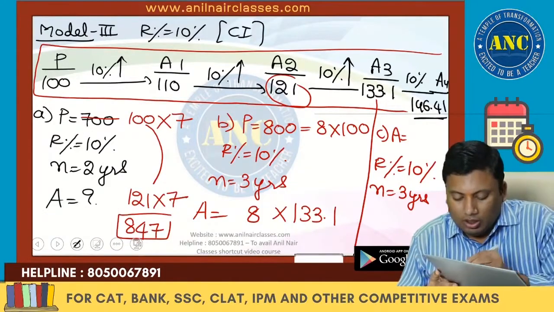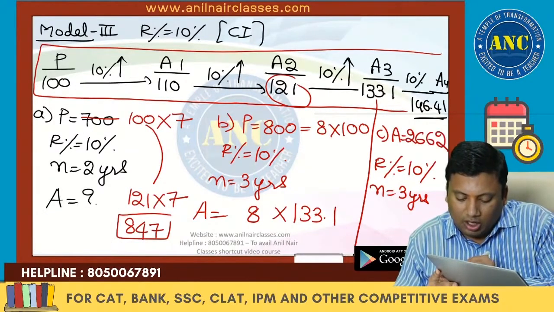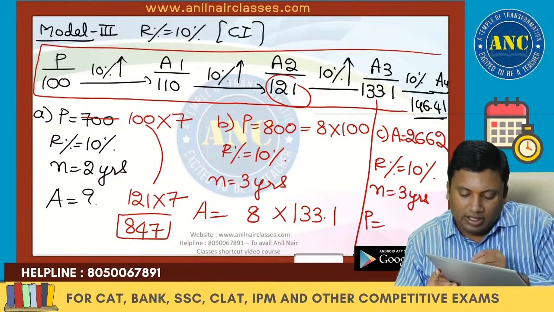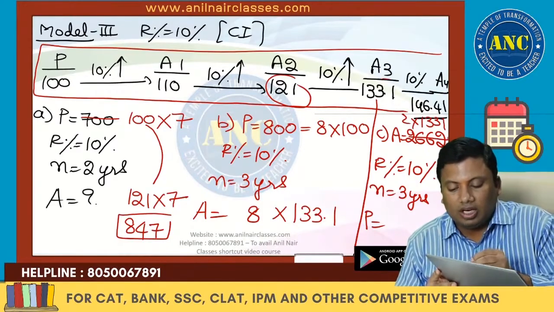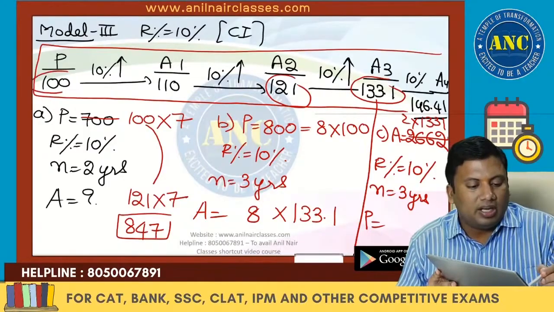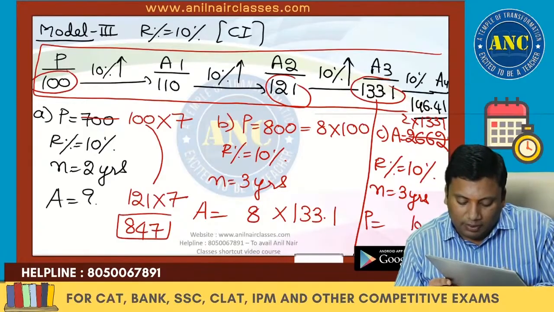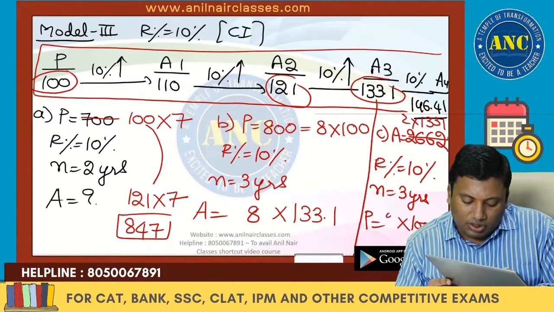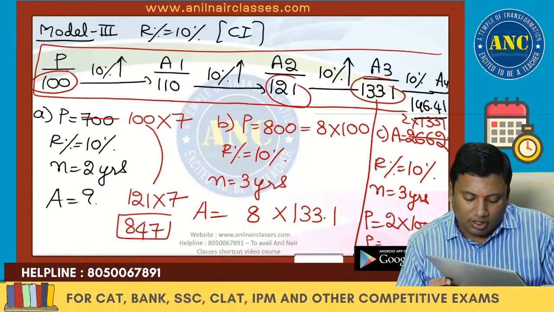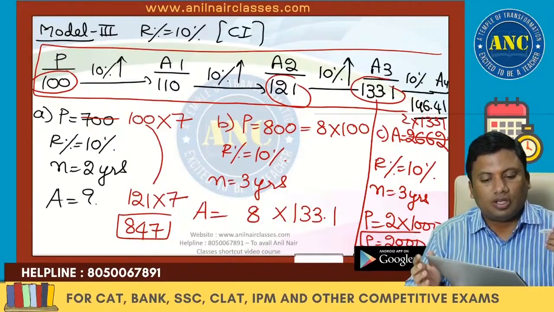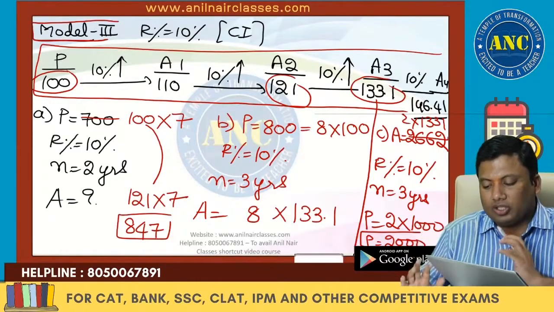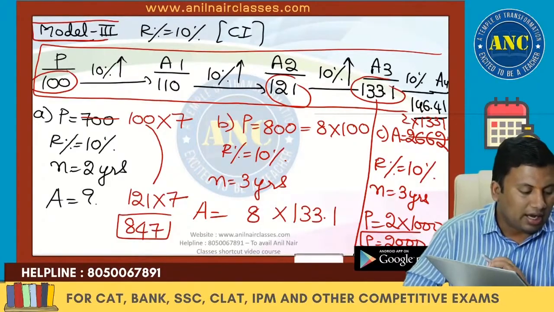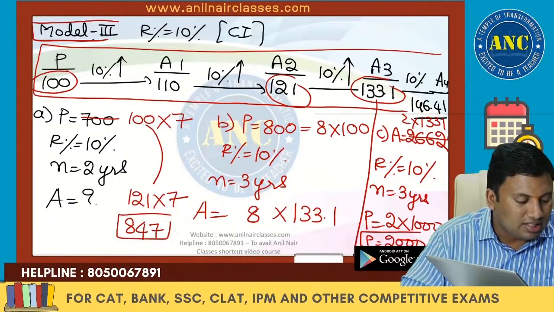Amount is 2662, R is 10 percent. Principal for 2662 is 2 into 1331. For principal 100, the amount is 133.1, so for principal 1000 it is 1331. The amount is double, so the principal is also double. The answer is 2000. This is based on N, right? 100, 110, 121, 133.1. Kindly reply in the live chat if this is clear to you.